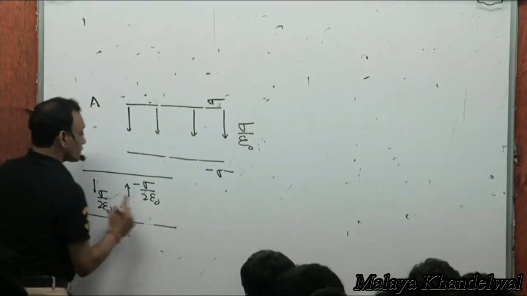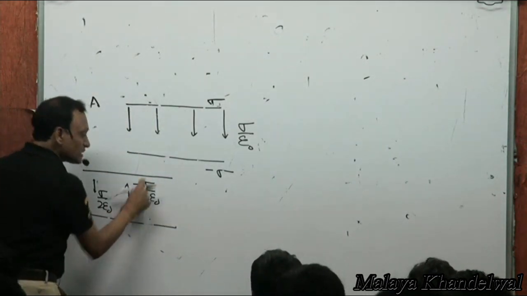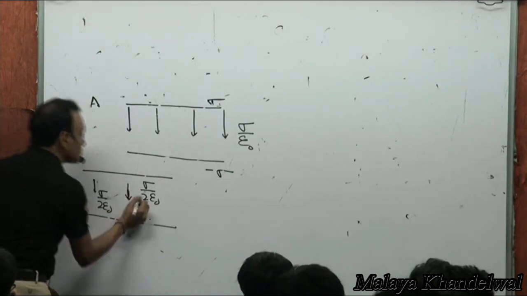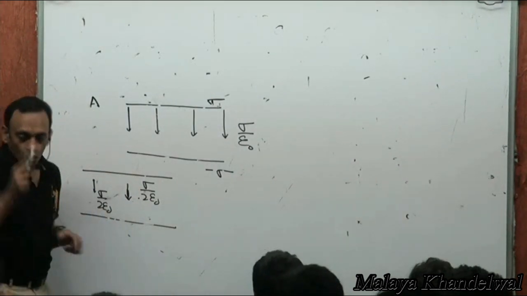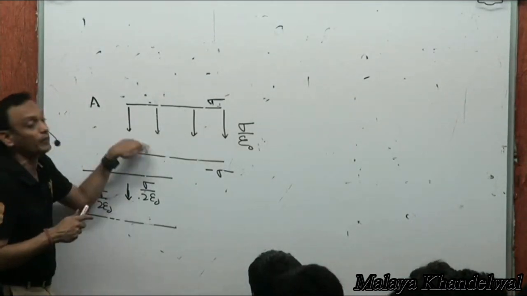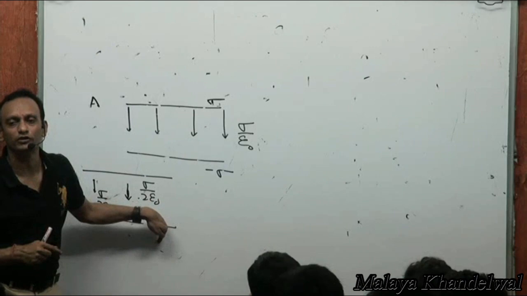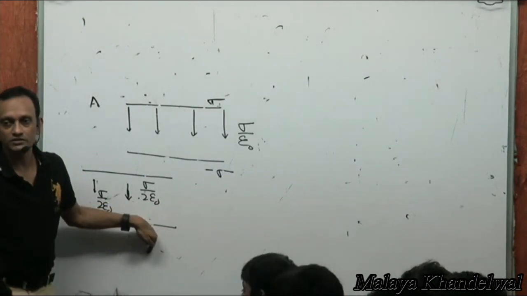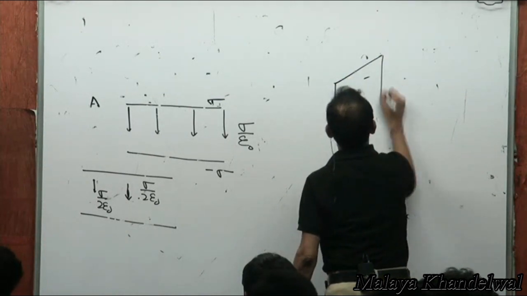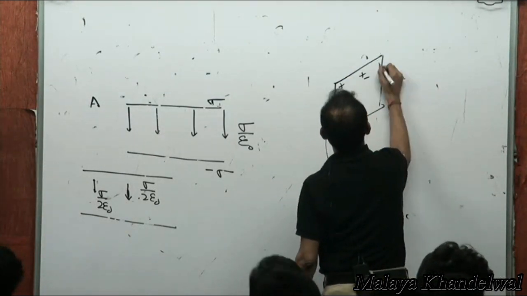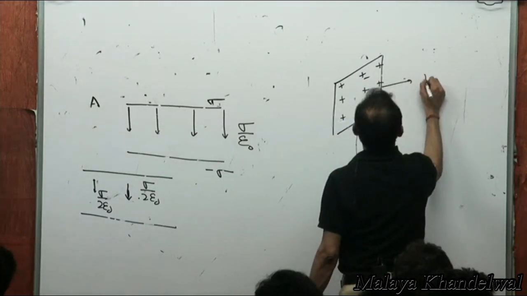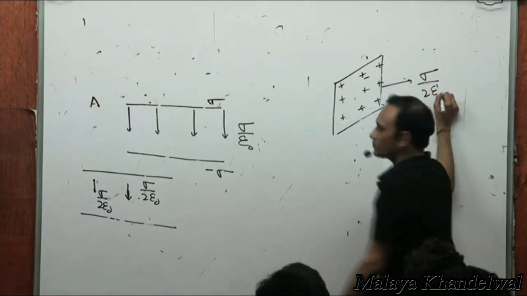That means minus sigma by 2 epsilon naught in this direction is like sigma by 2 epsilon naught in the other direction. So both the plates contribute sigma by 2 epsilon naught and sigma by 2 epsilon naught, from the positive to the negative plate. Didn't understand this, no? If there is an infinite sheet of charge with surface charge density sigma, what's the field that it produces? Sigma by 2 epsilon naught.